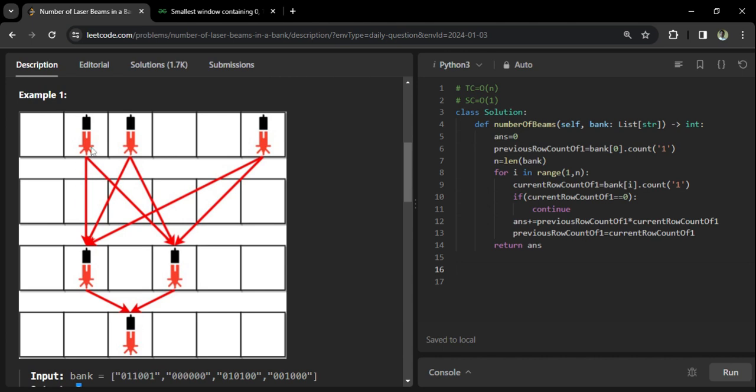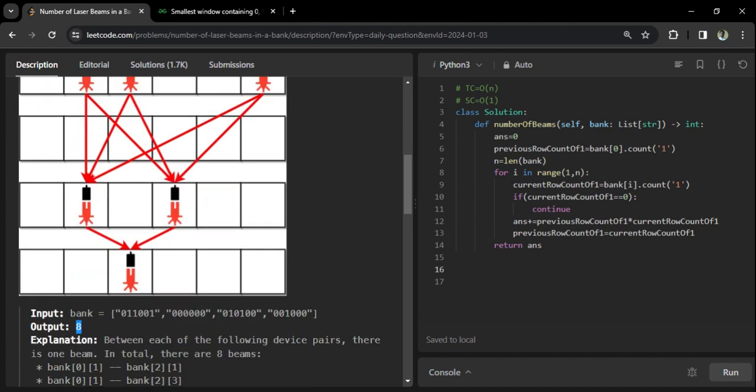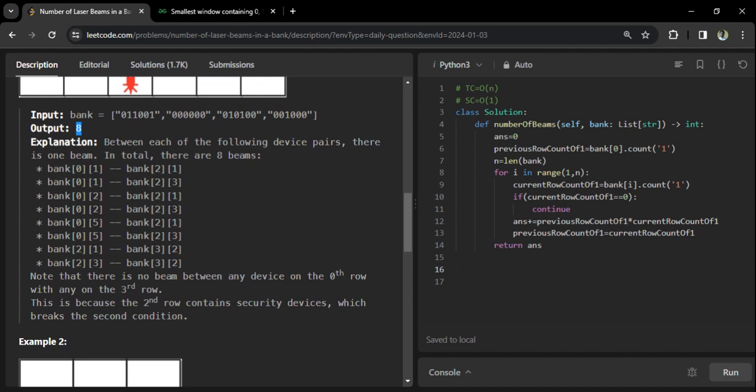See, there are 6 beams coming between row 1 and row 3, and there are 2 beams coming between row 3 and row 4. So 6 plus 2, the answer is 8. As simple as that. Okay. And yeah, that was it.